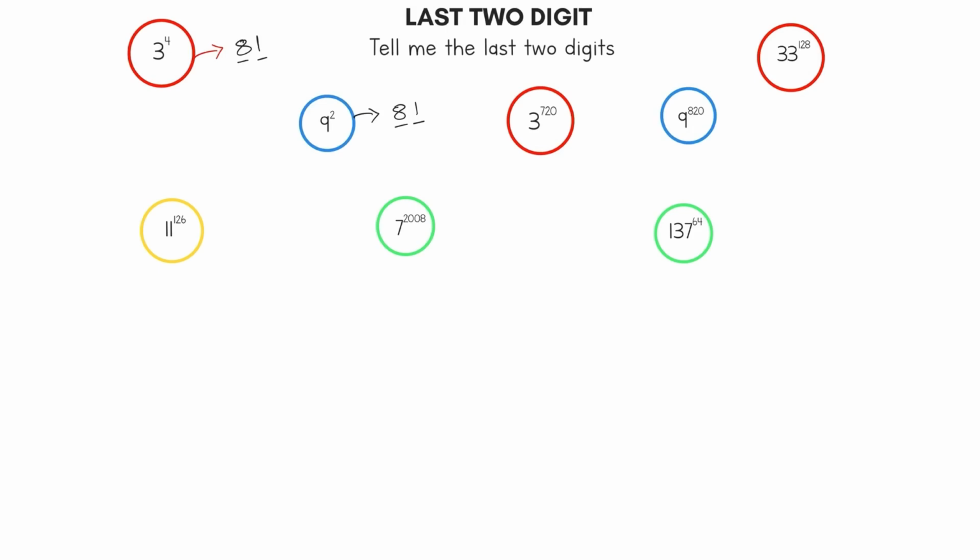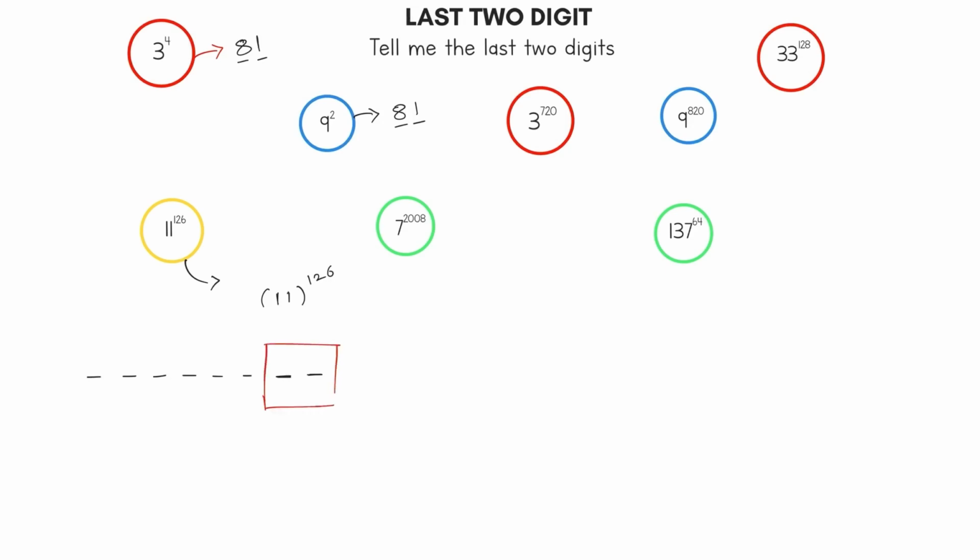If I come to this now, 11 raised to 126. Now I have to decode this. I need to find out the last 2 digits of this number, 11 raised to 126. Can you think of a unit digit for this now? I don't know the last 2, but I at least know the unit digit of this. This number will obviously be very big. I don't want to know the entire number. Just tell me the last 2 digits. That's what the question is.